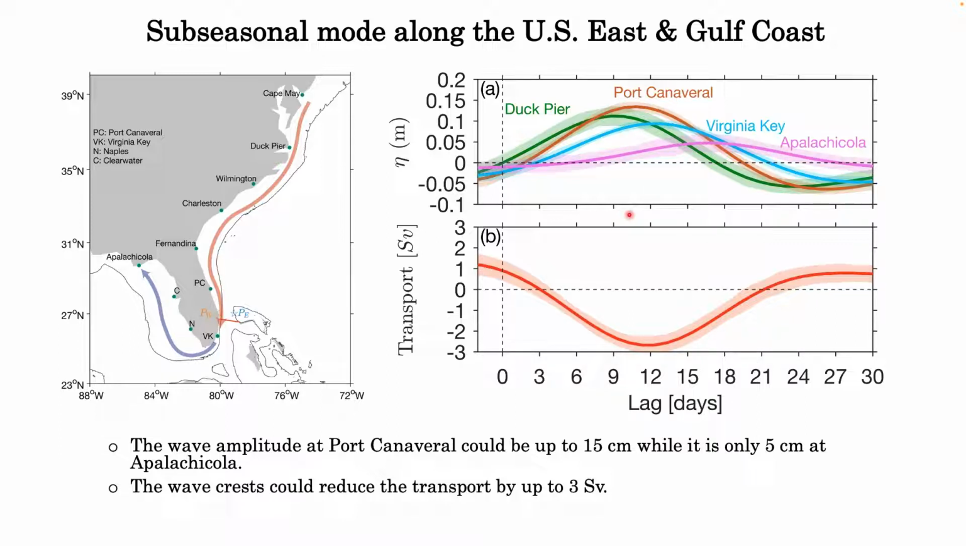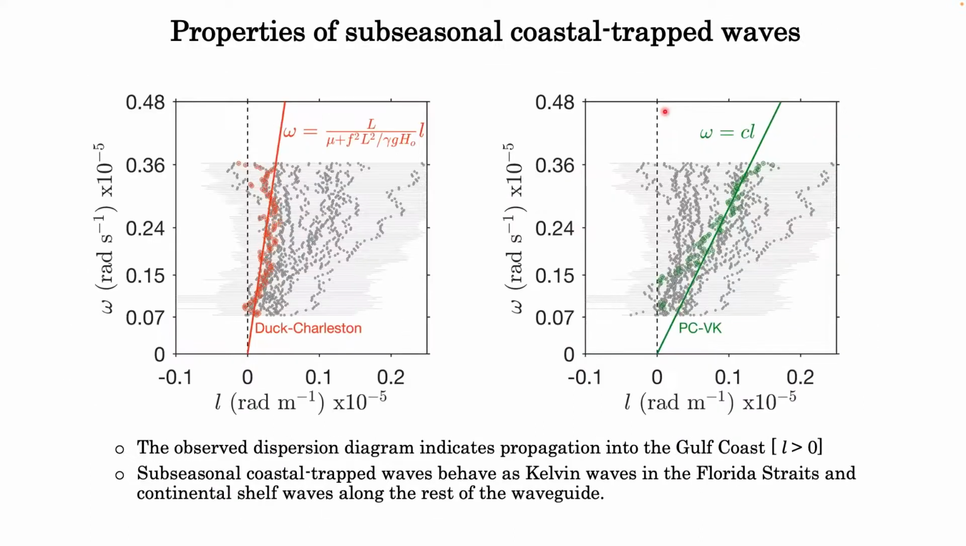These plots are similar, but for extreme cases of the wave. For extreme cases, the wave amplitude at Port Canaveral would be up to 15 centimeters, and then it decays away as it moves northward and through the Gulf Coast. The wave crest would reduce the transport in the Florida Straits by up to 3 Sverdrups.